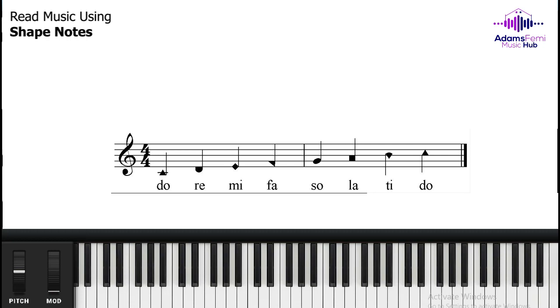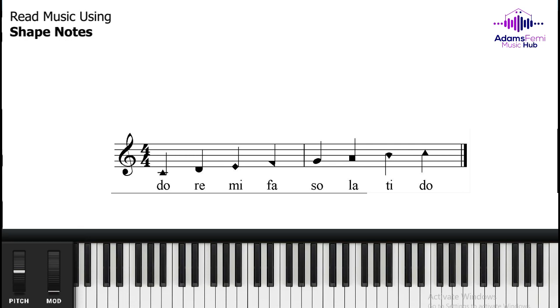One is the triangle. The triangle shape is what we use to represent do, which is our root note, the first note on the major scale. So we use that to represent the first note. And the next note is more like a semicircle, like cutting a circle into two halves, which we use to represent the second note, which is re.